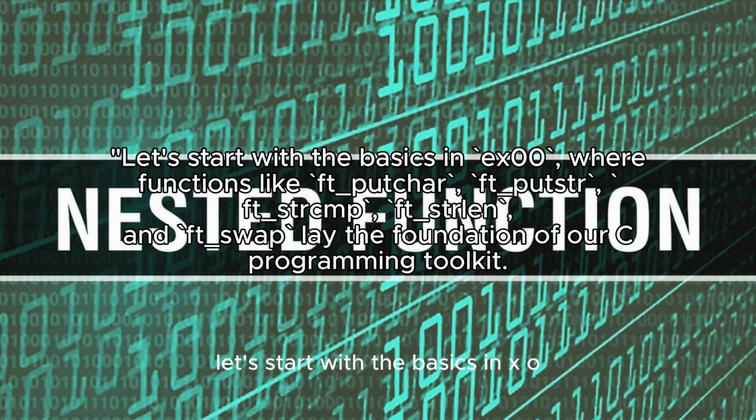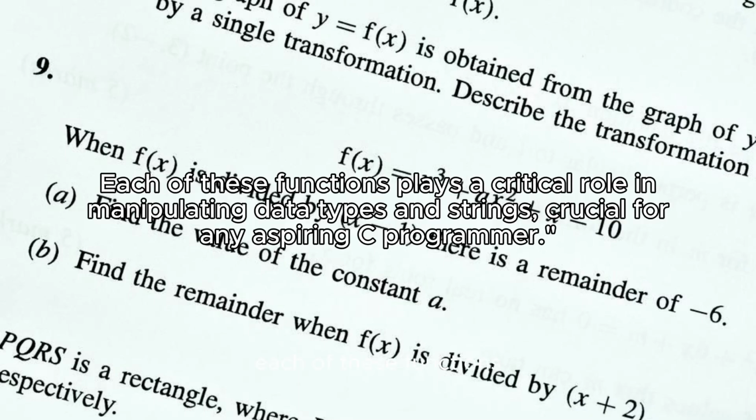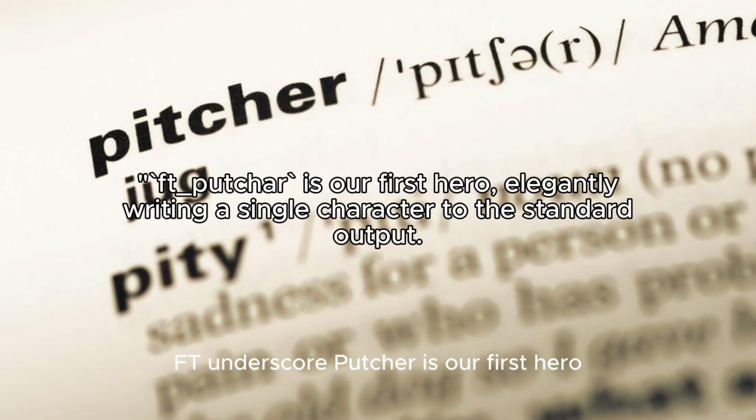Let's start with the basics in XO, where functions like ft_putchar, ft_putstr, ft_strcmp, ft_strlen, and ft_swap lay the foundation of our C programming toolkit. Each of these functions plays a critical role in manipulating data types and strings, crucial for any aspiring C programmer.